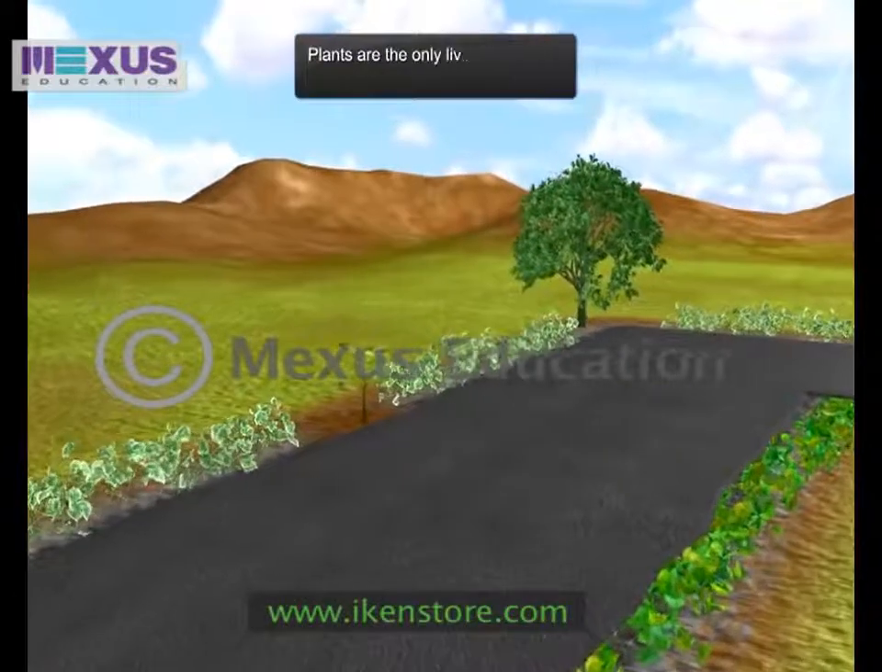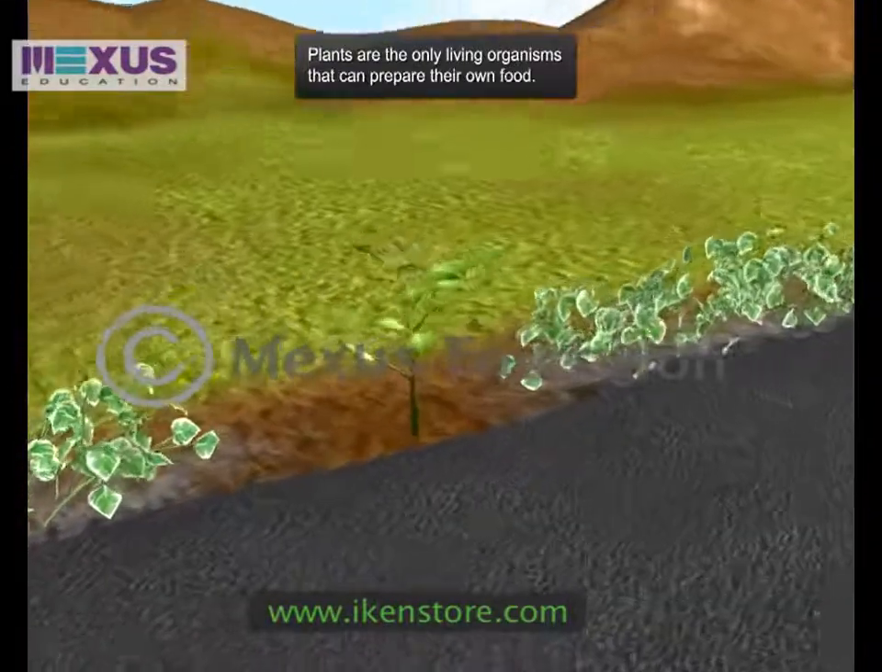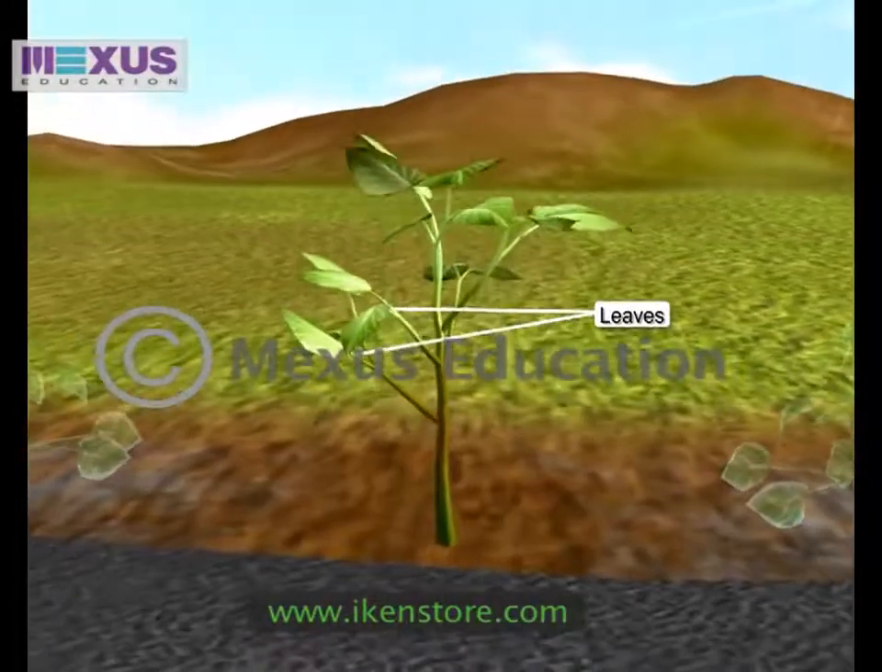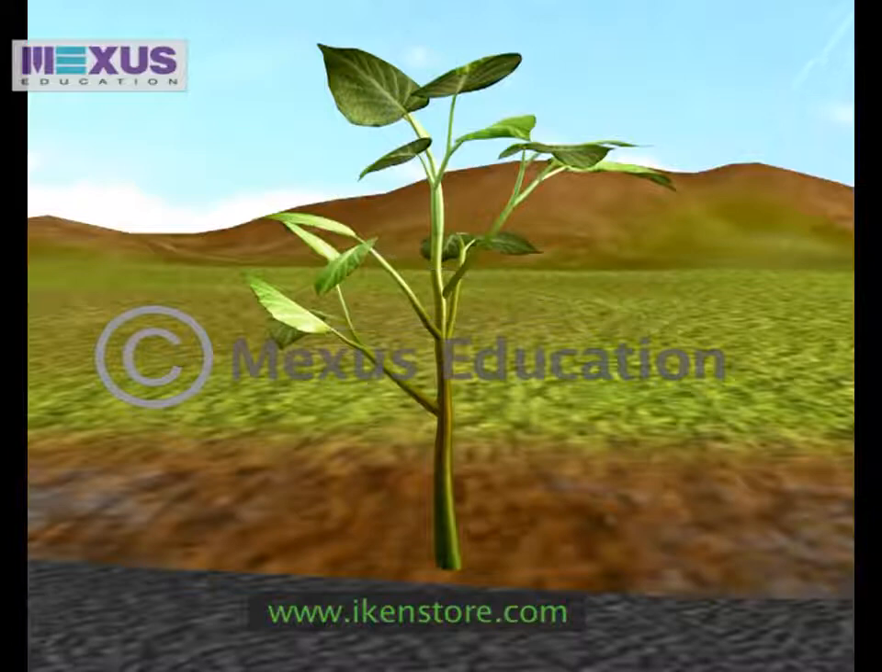Plants are the only living organisms that can prepare their own food. They are called autotrophs. The leaves of a plant are its food factories where the synthesis of food takes place.